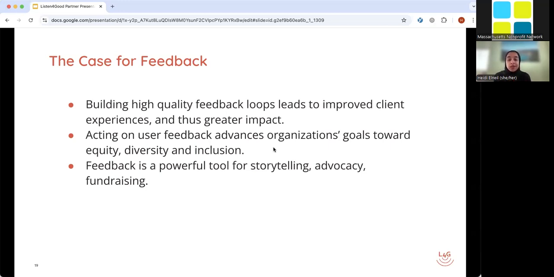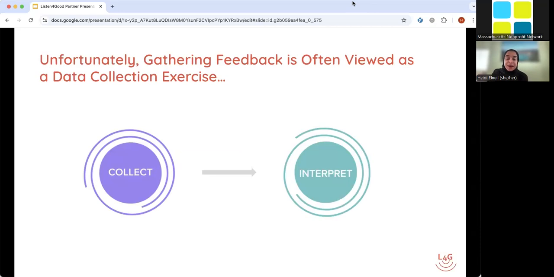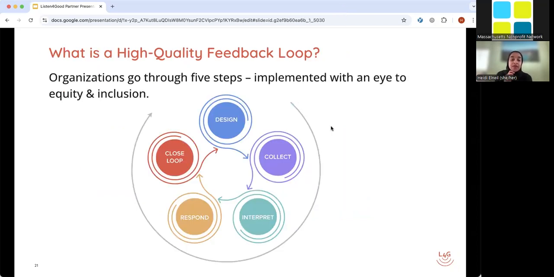I want to share a little bit now about some best practices that you can keep in mind when you're doing your feedback. The first thing is that when we're thinking about feedback broadly, we're often thinking about it as a one-way process. It's really seen as a way of collecting data. It's kind of an extractive process, right? Where we ask questions and now we have what we need. Listen4Good really thinks about feedback as a loop, right? And if you're familiar with a continuous quality improvement plan, this looks very similar. This is what it is with a survey at the center.